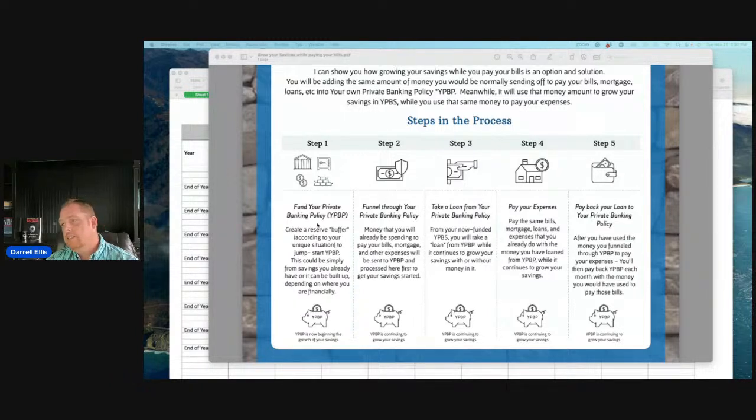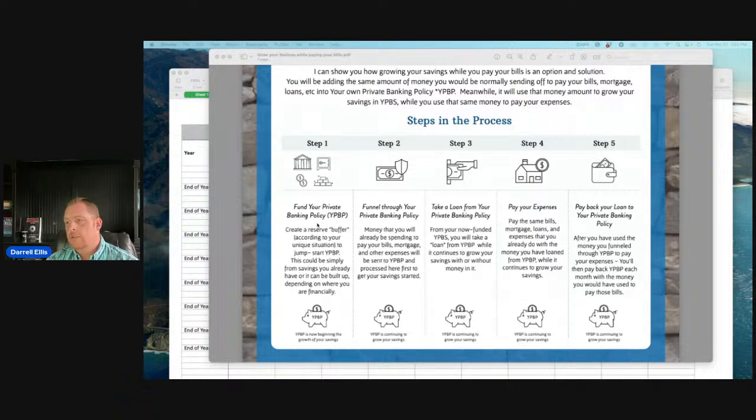In the example we're talking about, let's say you have a mortgage that's $2,000 a month. We're going to funnel that money through the private banking system, and then go ahead and pay the mortgage. I'll explain how all that works and the mechanics of it. You do that by taking what's called a policy loan from the private banking policy that we set up, which is a specially designed whole life policy, which we talked about in the previous video. I'll go into more detail on that and what that looks like.